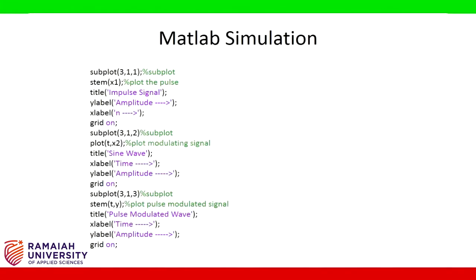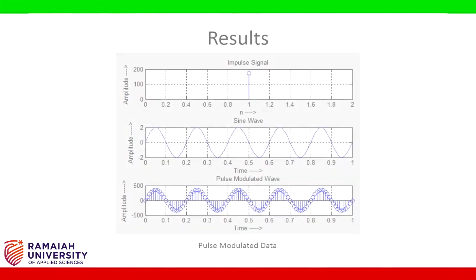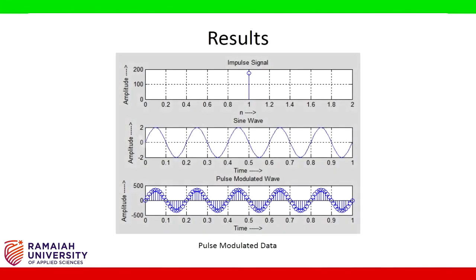The impulse signal versus carrier signal, information signal, and the pulse modulated signal are plotted using plot command. Label command is used to label the axis. The results show the carrier signal followed by the information signal and then the pulse modulated signal. The experiment can be carried out for varying signal amplitudes and frequencies.